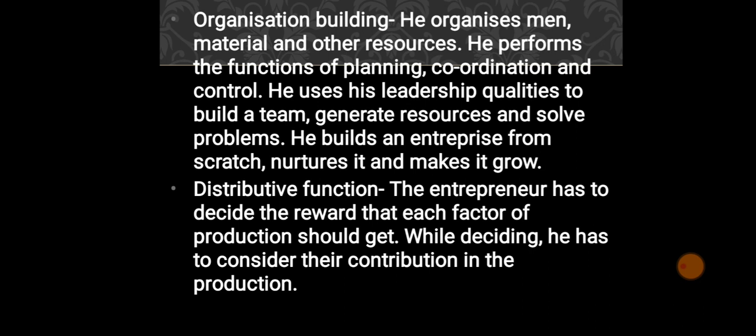Lastly, we have the distributive function. The entrepreneur also has the role to decide the monetary reward that each factor of production should get. He decides how much monetary reward should be given to each of the factors. What is the contribution of land in the production of the commodity? What is the contribution of capital? What is the contribution of labor in the production of the commodity? That is decided and paid accordingly by the entrepreneur, and he makes this decision of distribution of monetary reward to different factors of production.